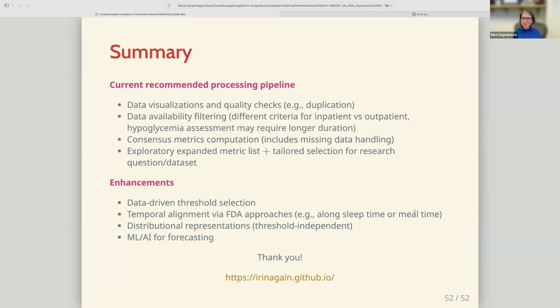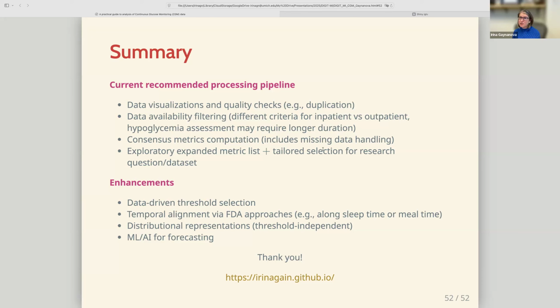And over here, just to summarize, so what I've presented today are some current recommended processing pipeline, which is quality checks, data visualizations, data availability filtering, how much data you have per certain patient, what are the consensus metrics? This is where I would probably start. And then what are some other metrics you may be looking at, and how you can use this heat map to try to select the metrics for your data and your research questions.